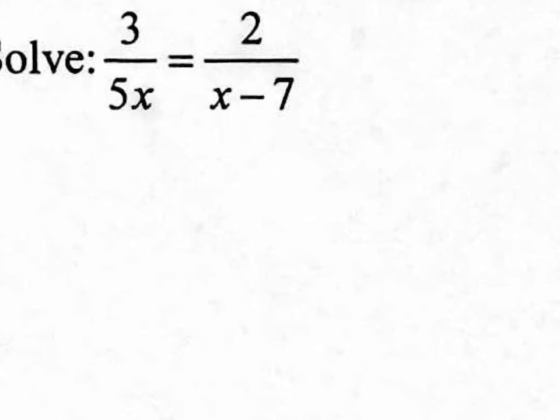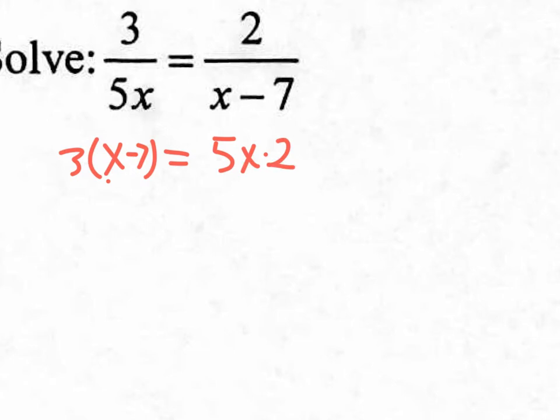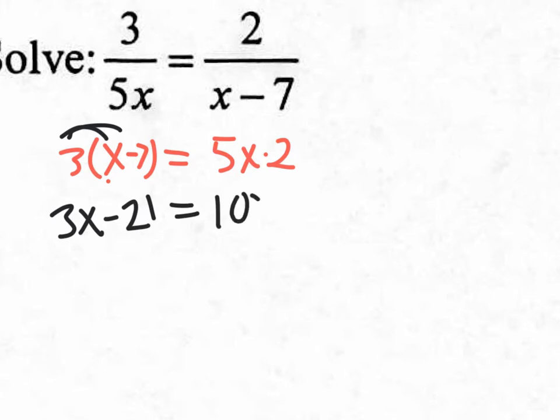So in order to solve this equation that has a fraction equal to another fraction, we will set it up with cross multiplication. It's going to be 3 times x minus 7 equals 5x times 2, or 2 times 5x. It doesn't really matter which order you put it. On the left side, we're going to distribute and get 3x minus 21. On the right side, we get equals 10x.